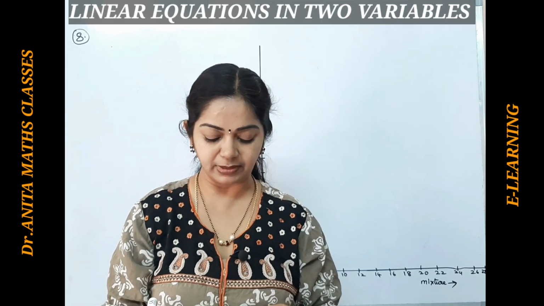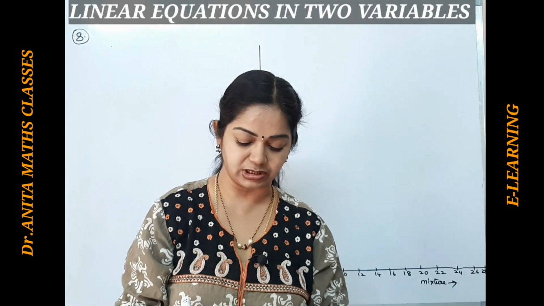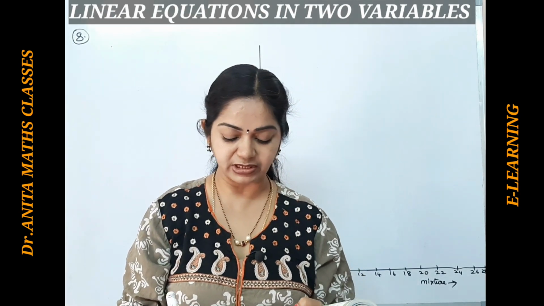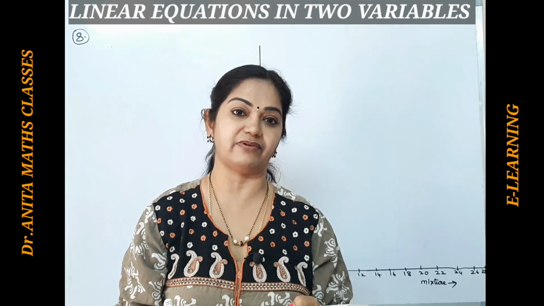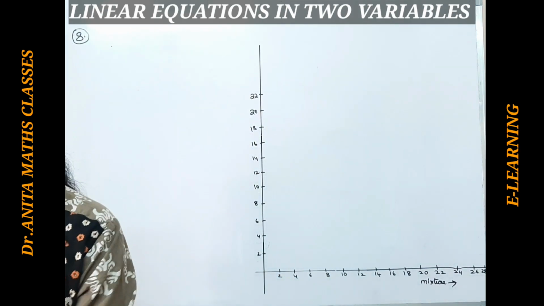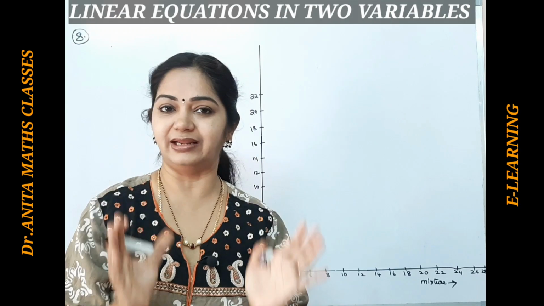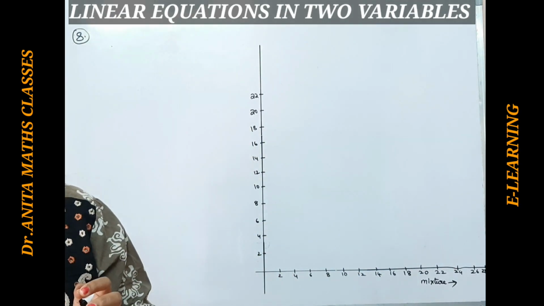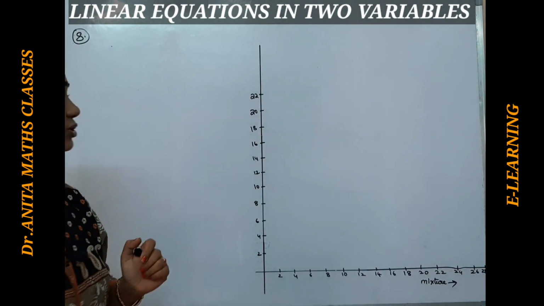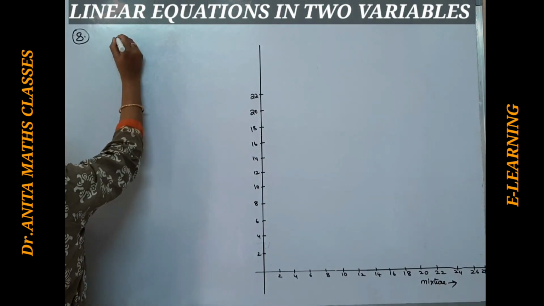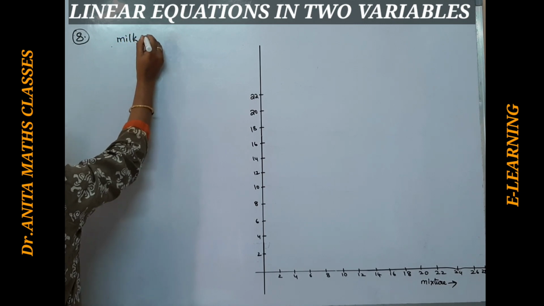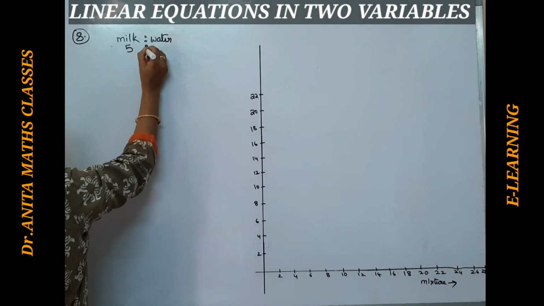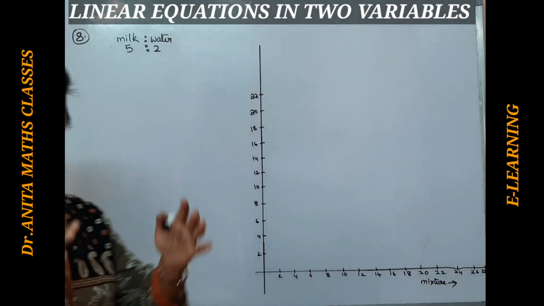The ratio between the mixture and the milk is 5 plus 2 is to 5. That is the hint given. So the ratio of mixture to milk is 7:5. Here a mixture of 28 liters is given. In that mixture there is milk and water. The ratio of milk and water is 5:2, but here they are not asking for that ratio.